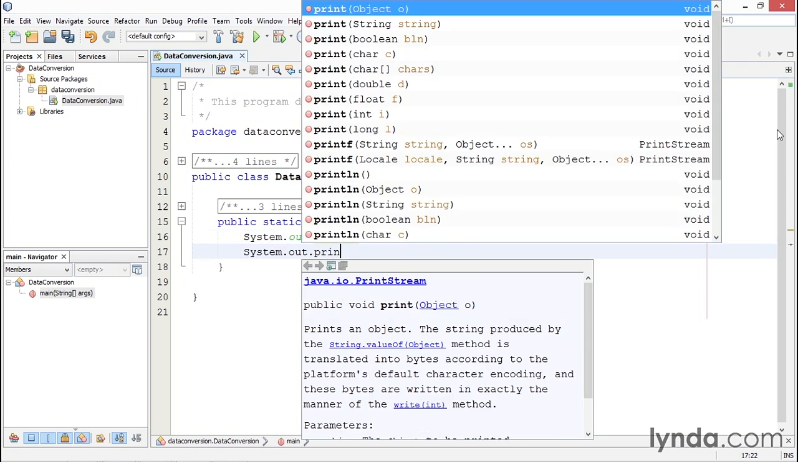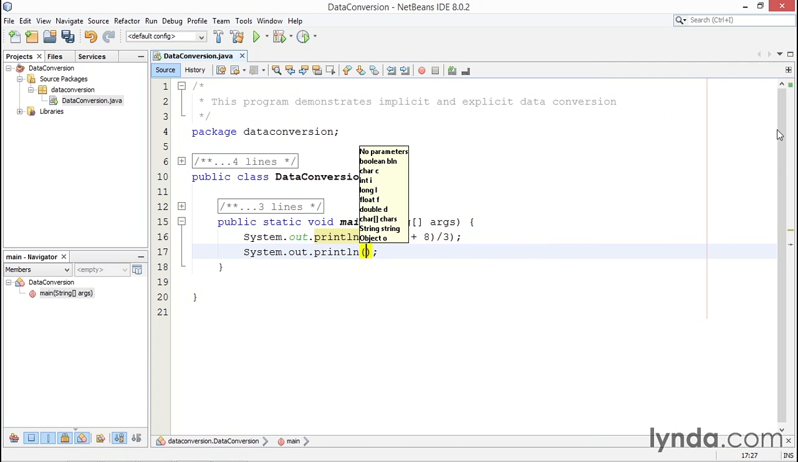but this time, let's go ahead and do 3 plus 5 plus 8 divided by 3.0. Okay, in the second equation, we should get the decimal portion of our answer. In the first equation, we won't see that. Let's go ahead and run this.